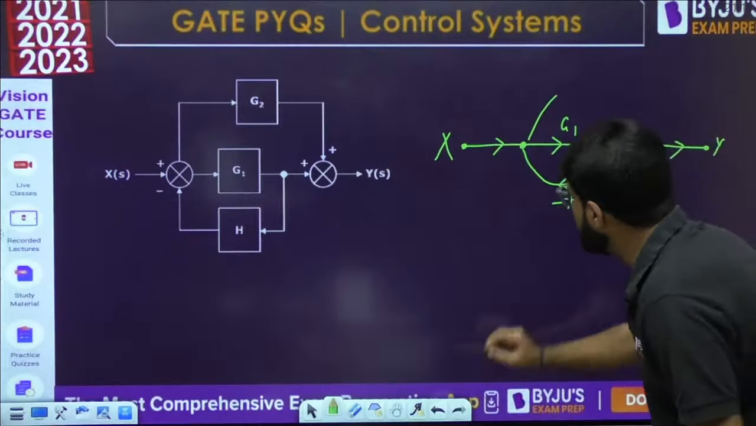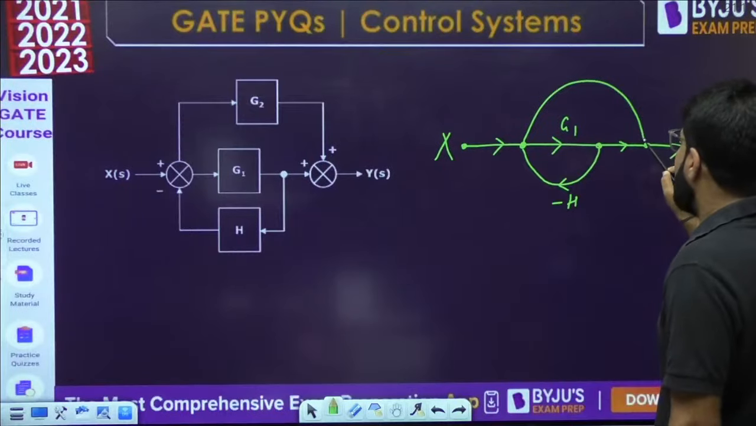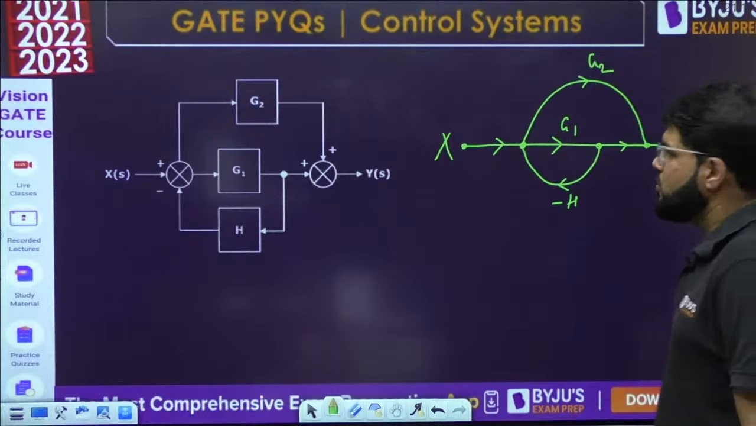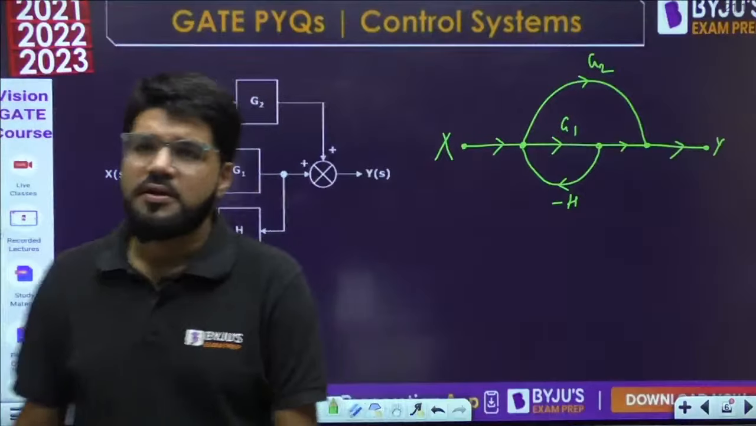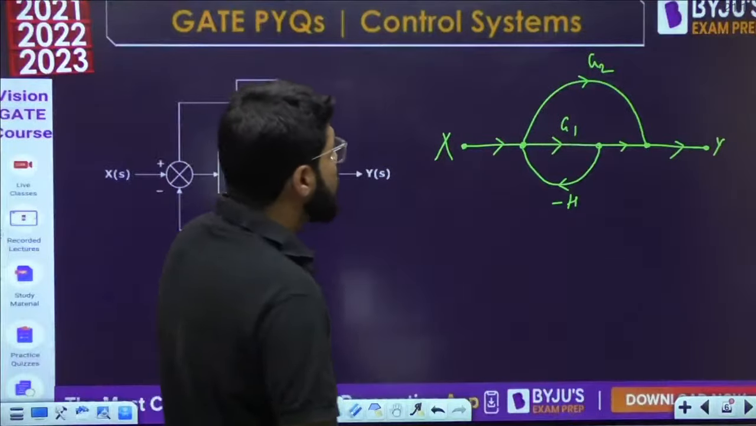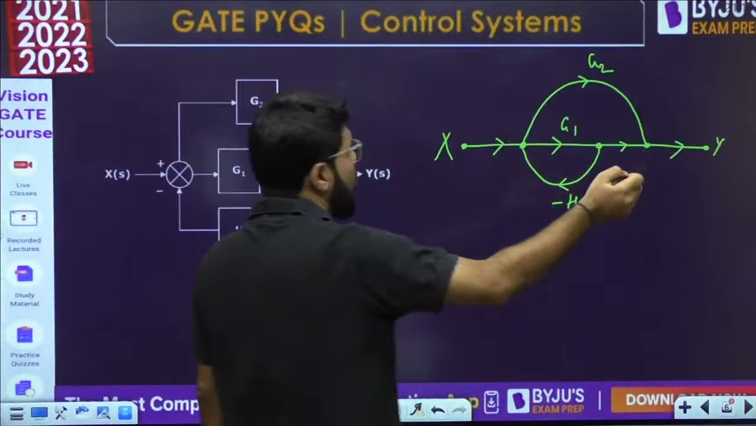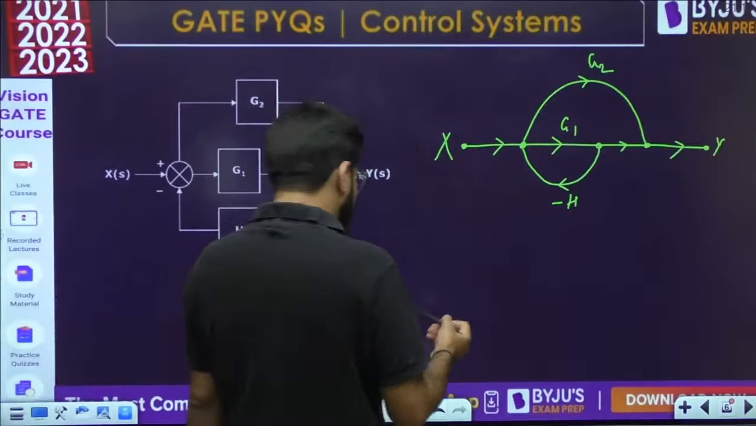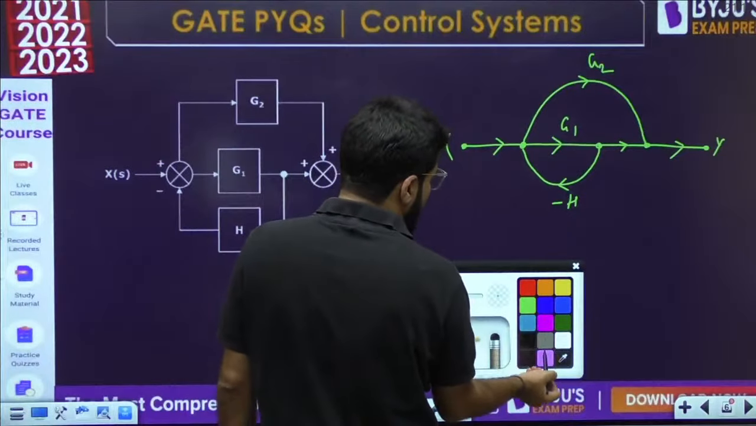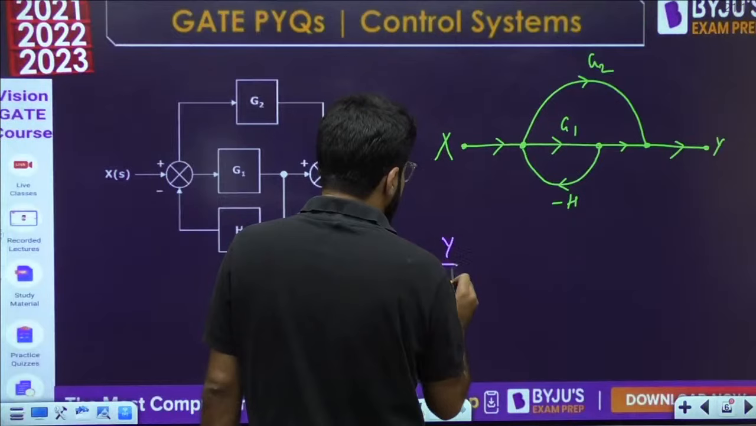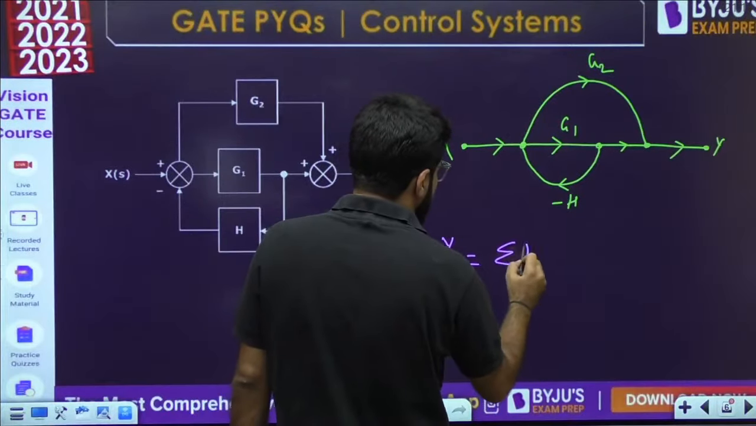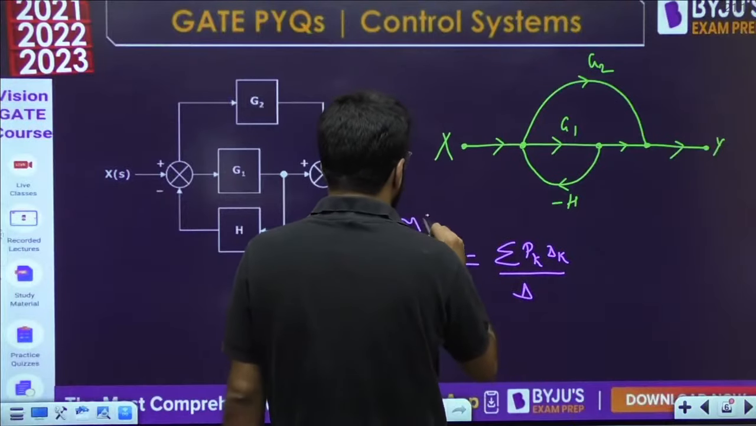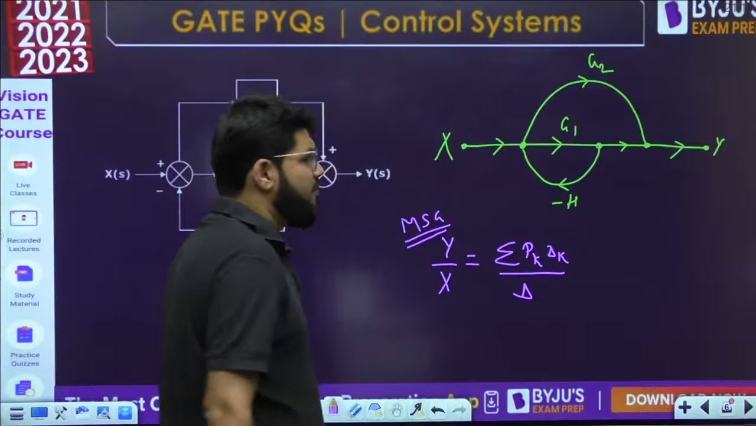Now, the output of this summing point is also going directly to this final summing point. That means it takes off and lands here directly, and the gain of this particular forward path is G2. Whatever gains I have not written are, of course, by default unity. So to go from the input to the output, what are the forward paths available? Y by X will be solved by Mason's gain formula: summation of PK delta K divided by delta, the graph determinant.